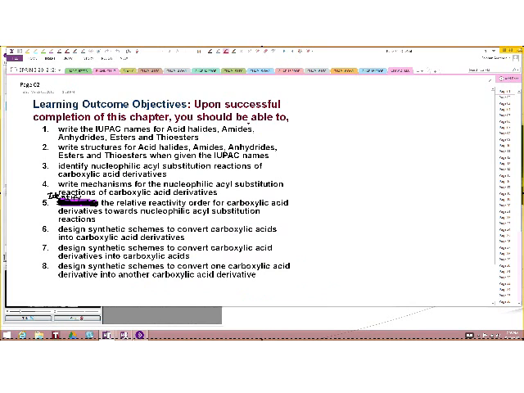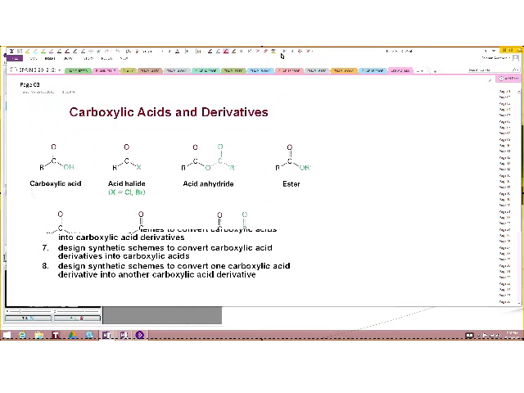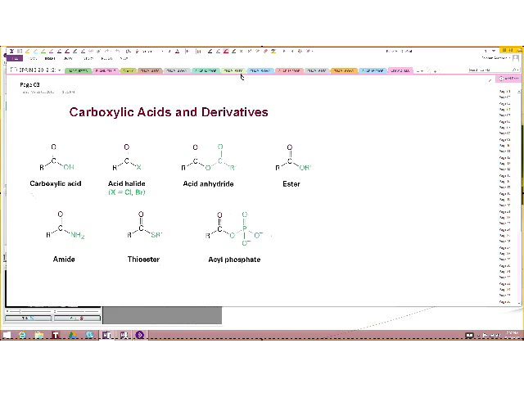On this slide, of course, you have a list of learning outcome objectives. You should use this as a study guide to prepare for the quizzes and exam for this chapter. So I'm going to leave that to you. Now we want to ask ourselves, what are carboxylic acid derivatives?